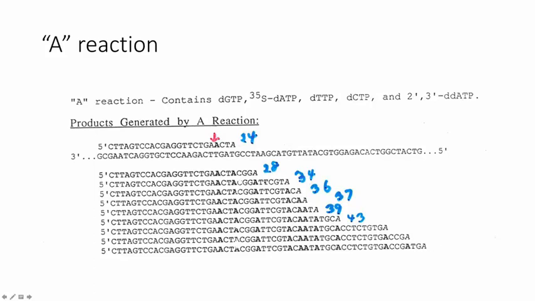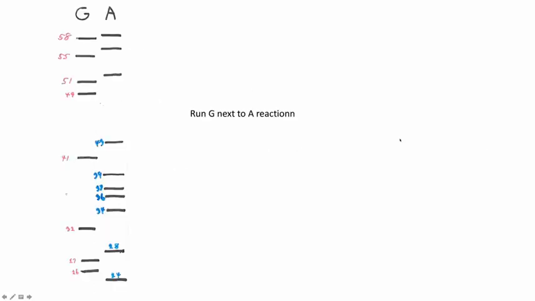So basically, you get a bunch of strands, each ending in an A, representing every place in the template sequence where there was a T, so that every time in the template sequence there was a T, you're going to be adding an A in your growing chain. Then if you run the A's on the gel next to the G's, they're going to be characteristically sized fragments every place there is an A.